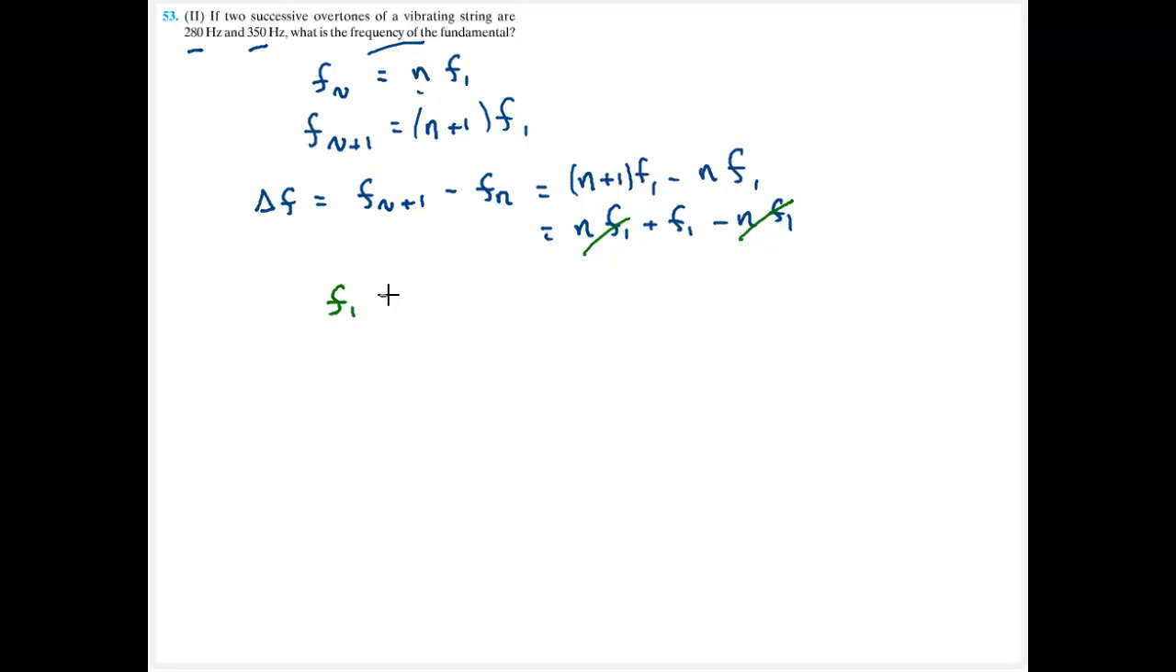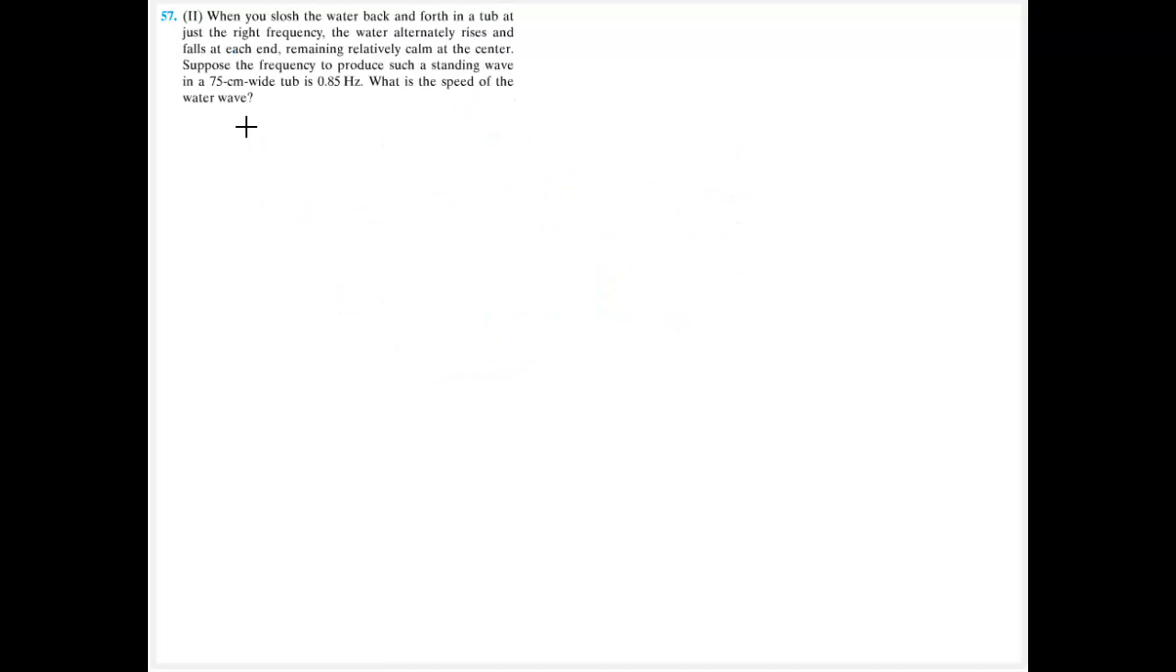So the fundamental frequency, therefore, is going to be 350 hertz minus 280 hertz. The fundamental frequency, therefore, is going to be 70 hertz. Problem number 57, rub-a-dub-dub, fun in the tub.